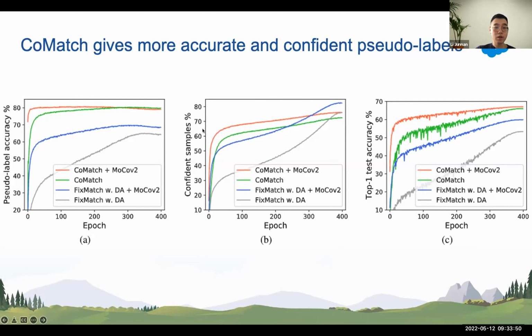Right? Because more confident pseudo labels are also better because they give us more useful samples. So again, CoMatch is more confident. And the third is just the test accuracy, right, during training. And we can see that from the beginning, CoMatch is better than others. And this advantage is maintained as the training proceeds.